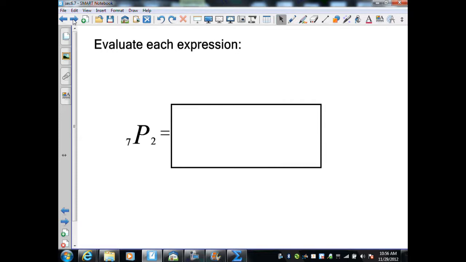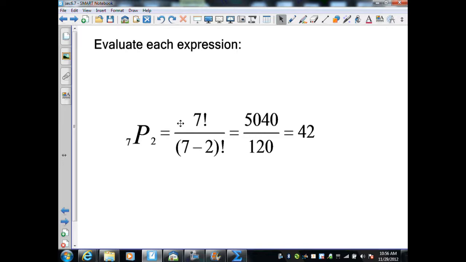Next, I want to evaluate the given expression. Here I have a permutation. I have 7 total items. I have 2 that I need to count. When I substitute in, I'm going to get 7 factorial over 7 minus 2 factorial, which gives me 42.